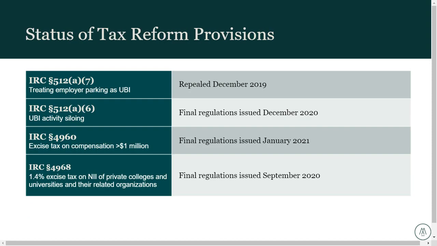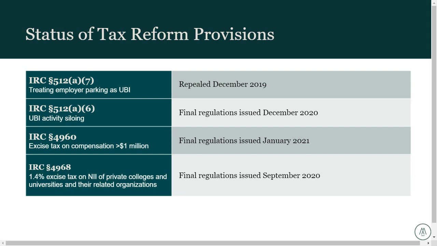As many of you already know by now, there are a lot of provisions that came out of the Tax Cuts and Jobs Act in 2017 that affected the not-for-profit world, and they are still here. So they're here to stay. The provision for treating employer-provided parking as UBI was repealed years ago, but the rest of these are still here.